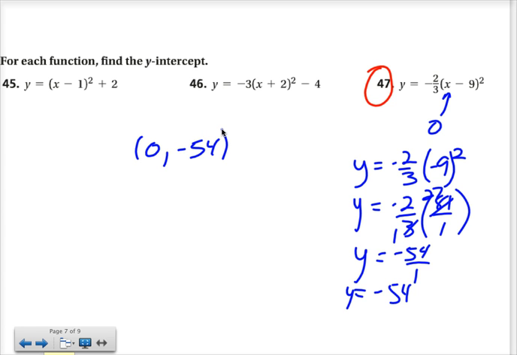And those are the ones that I thought you might have a little bit of trouble with for section 4.2, day 2.